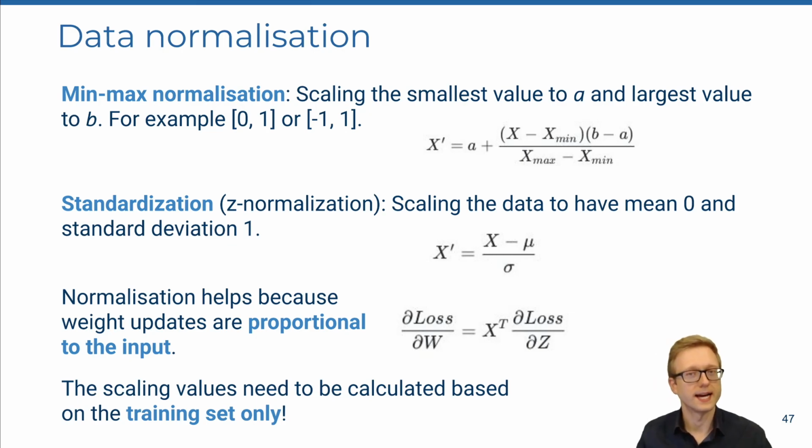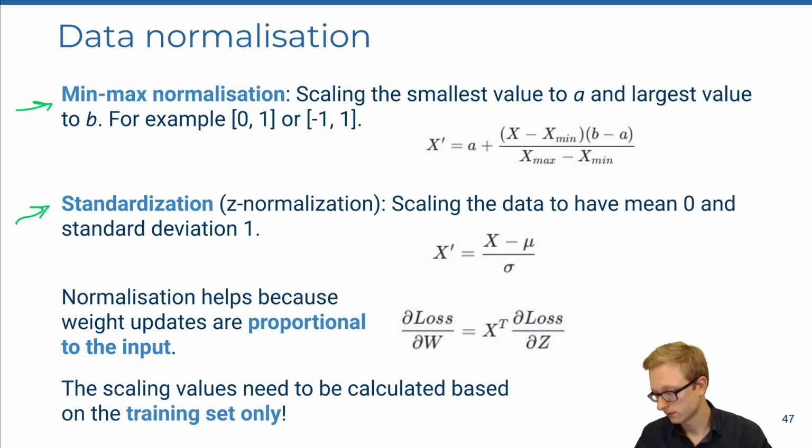Something that often helps when optimizing neural network models is normalizing our input data. So there are two types of normalization that are quite often used. One is min-max normalization, and there we scale each of the features to be in a particular range, for example 0 to 1 or -1 to 1. And the other is standardization, also called Z-normalization. There we're scaling the data to have a mean of 0 and a standard deviation of 1.